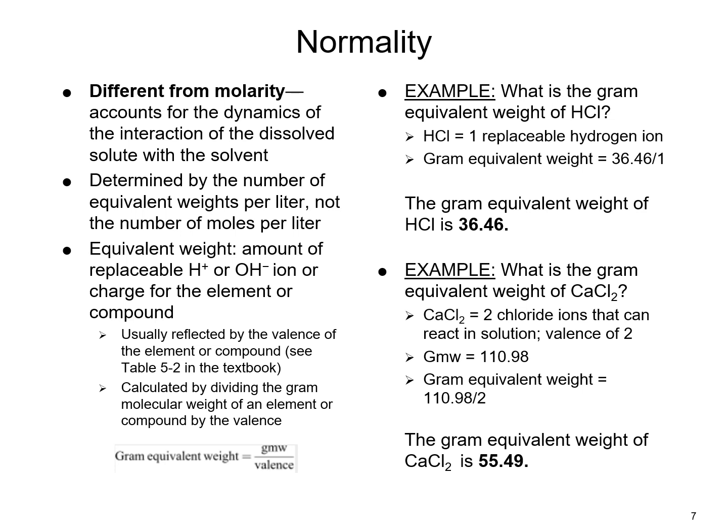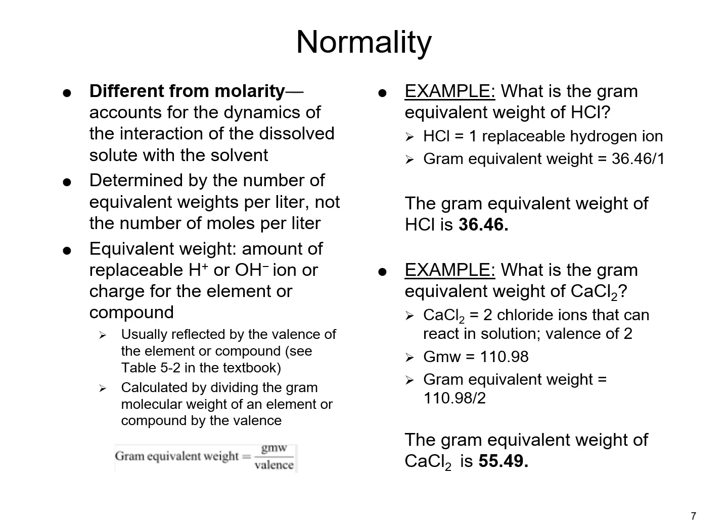So an equivalent weight is the amount of replaceable hydrogen or hydroxide ions, or a particular charge of the element or the compound. So the amount is usually reflected by what the valence of that particular element or compound is. And then the equivalent weight is calculated by dividing the gram molecular weight of that element or compound. So remember, if there's multiple things, you've got to add those up. And then after that, you will plug all that into the equation, and then you will determine the gram equivalent weight.